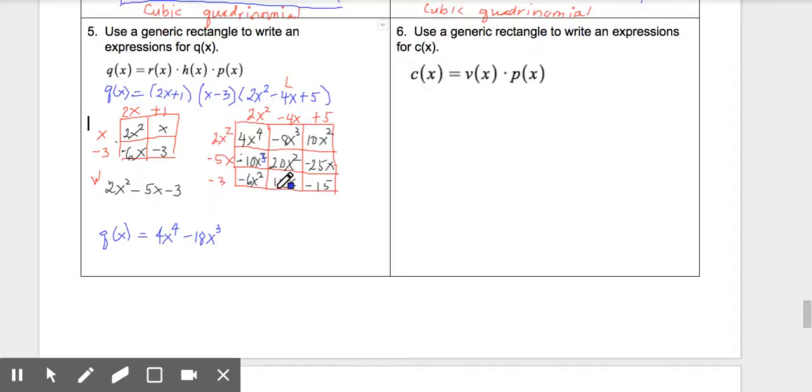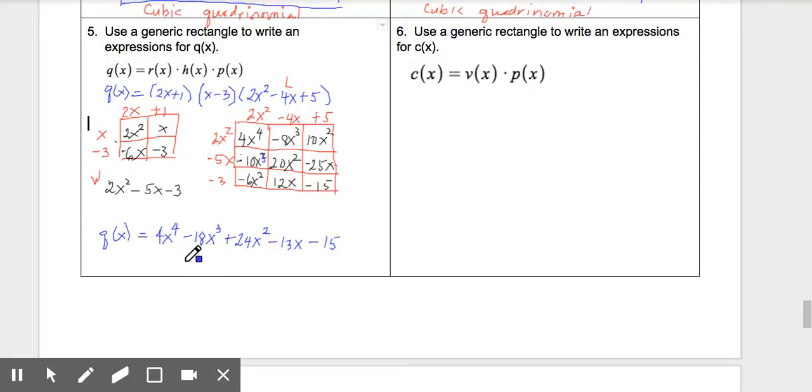Now x cubed will be followed by x squared. So we'll have here 10x squared, 20x squared, and negative 6x squared. If we add all the positives, we'll have 30x squared. Then from that, we subtract the negative 6x squared, so 30 minus 6 is positive 24x squared. Then x squared will be followed by the x's. Negative 25x plus 12x is negative 13x. And lastly, we'll have a constant term, negative 15.